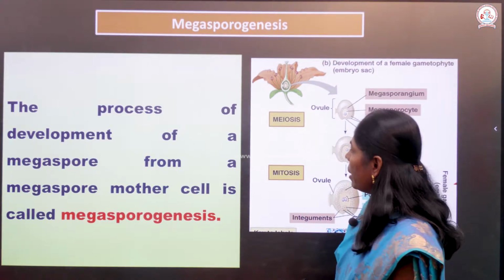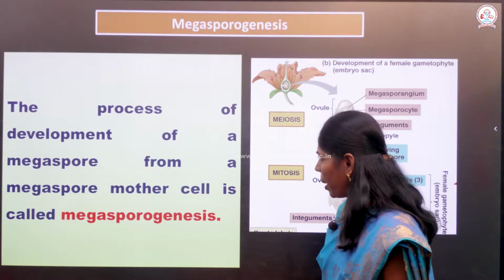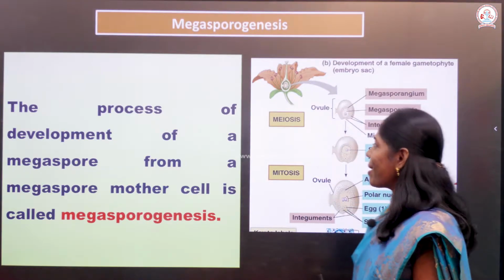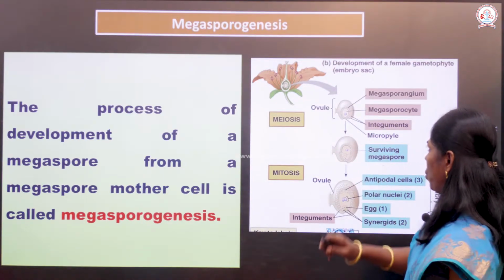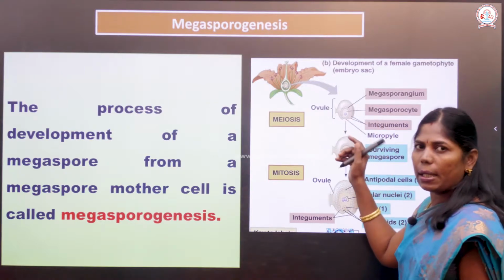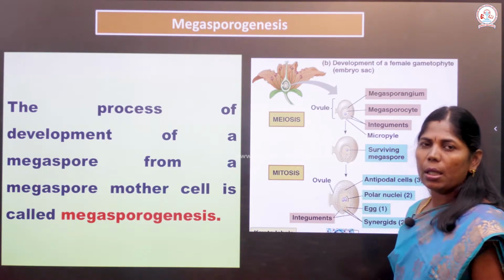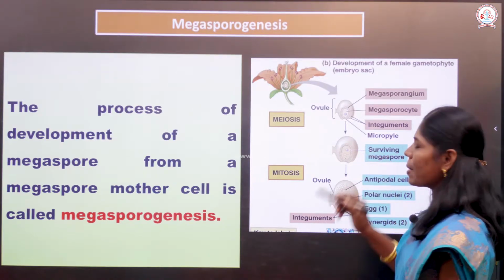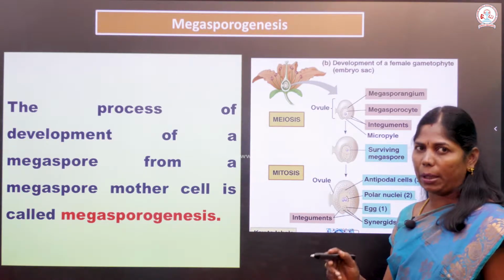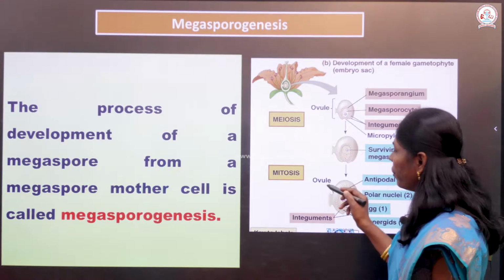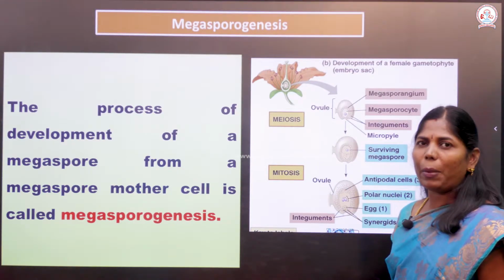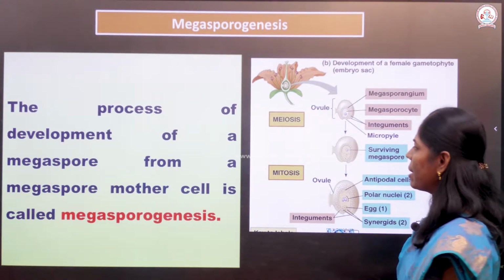Actually the megaspore is formed from the megaspore mother cell, which undergoes meiotic division to form megaspores. Four haploid megaspores are formed from the megaspore mother cell. Only one of the megaspores is functional, and the remaining ones degenerate. We will see this one by one.